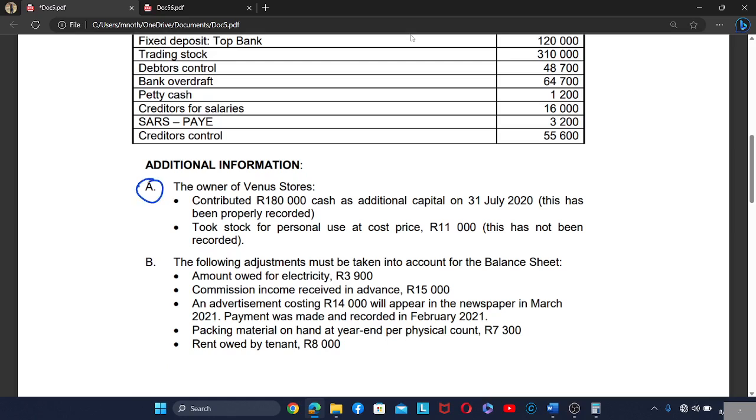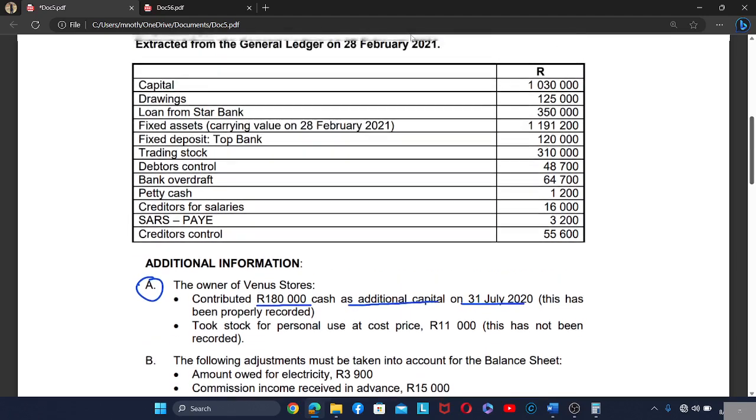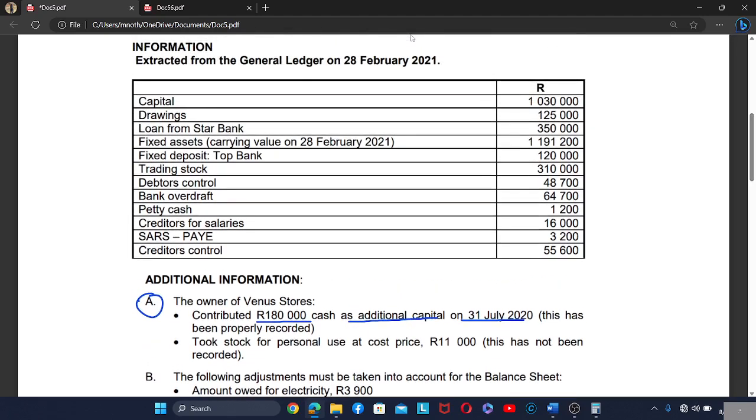the owner of Venus stores contributed 108,000 cash as an additional capital on 31 August 2020. This has been properly recorded. So the owner contributed the capital, right? So here is the capital. The capital is 1,030,000, right? So they're saying that this has been recorded.